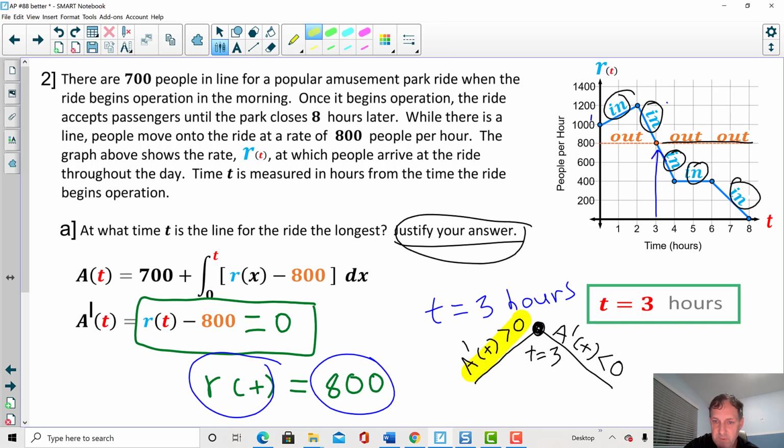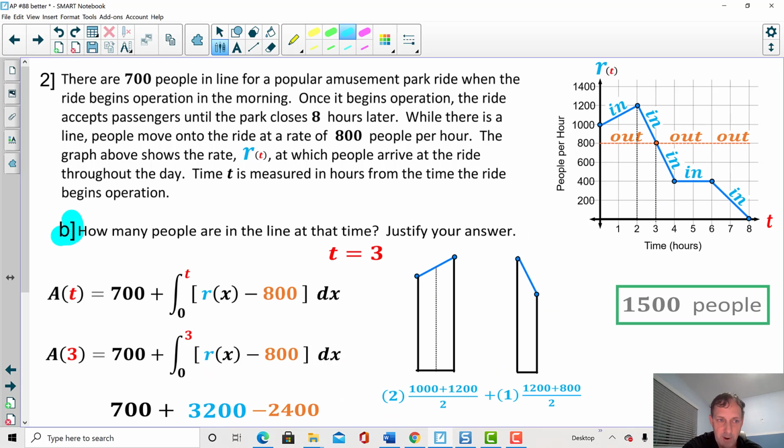If your derivative is greater than 0, then that means your original function would be increasing. And over here, I'm saying my derivative is less than 0. So my amount function would be decreasing. And so this point right here, when t is equal to 3, would be your maximum value for the amount function. So that's when there's a maximum amount of people in line. It'd be at the moment when t is equal to 3 hours.